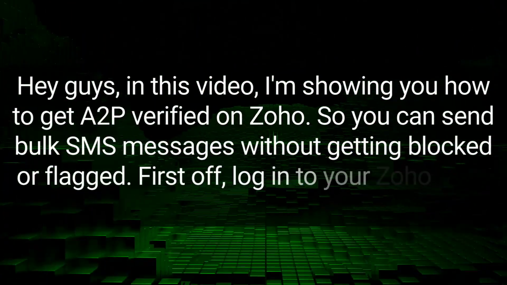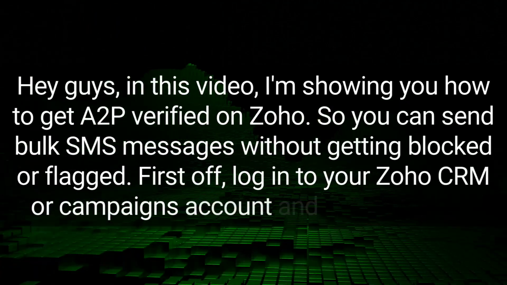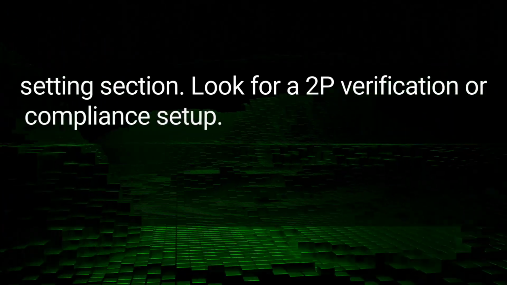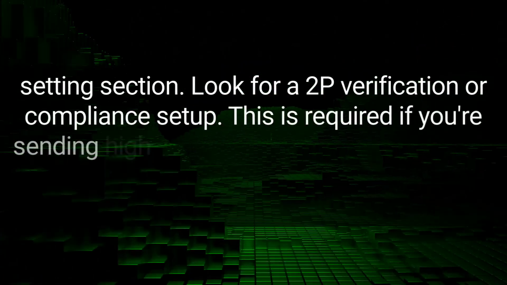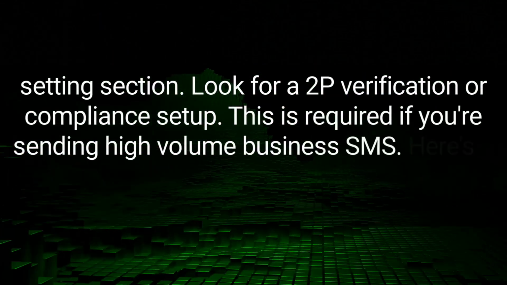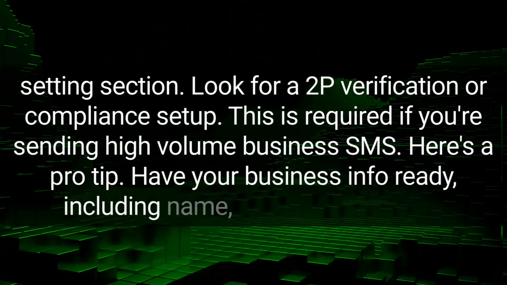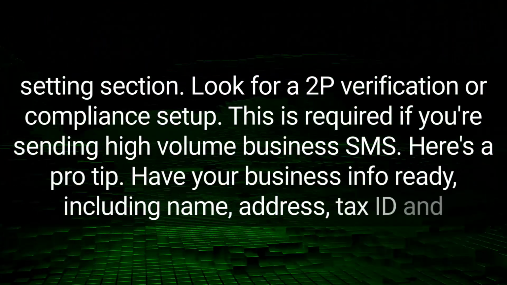First off, log in to your Zoho CRM or Campaigns account and go to the SMS settings section. Look for A2P verification or compliance setup. This is required if you're sending high-volume business SMS. Here's a pro tip: have your business info ready, including name, address, tax ID, and message templates.